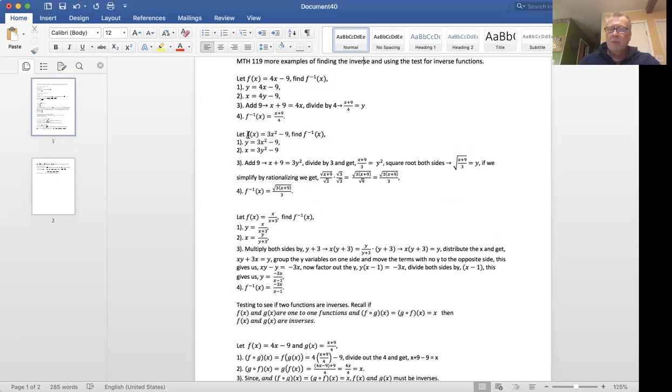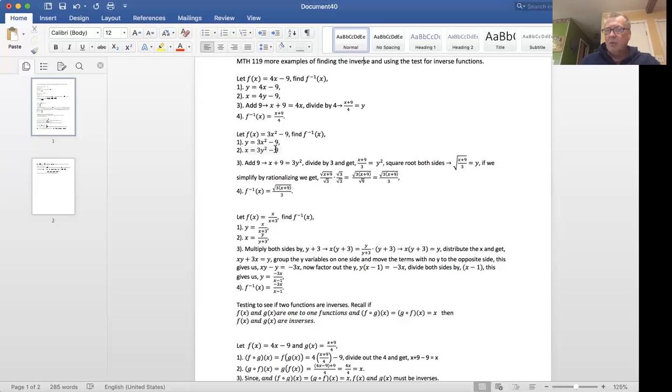A second example would be f of x equals 3x squared minus 9. And we're going to find f inverse of x again. So again, we go through the same process, exactly the same. We replace the f of x with y, switch out the x's and y's. So x becomes y and y becomes x. So we have x equals 3y squared minus 9.